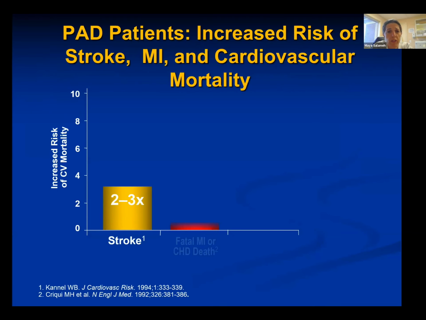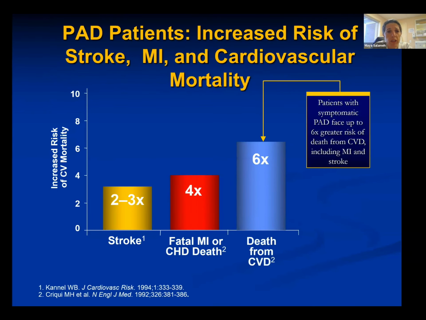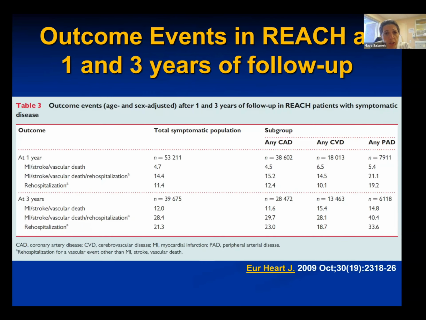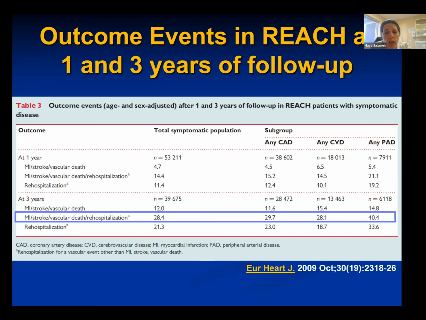Multiple studies have indeed shown that PAD patients are at significantly increased risk of cardiovascular events, including stroke, MI, and cardiovascular death, a six-fold greater risk of death from cardiovascular disease. In fact, the REACH registry showed the outcome events in the PAD patients, and I'll draw your attention to the 3-year follow-up outcomes. You can see that the PAD patients actually had the highest event rate of all the patients, a 40% event rate in PAD patients compared to about 30% in CAD patients and 28% in cerebrovascular disease patients.